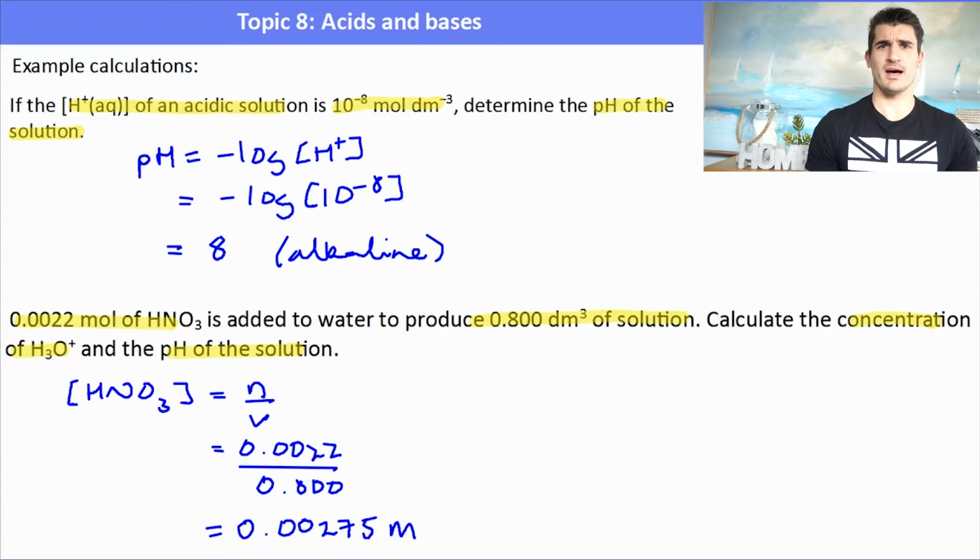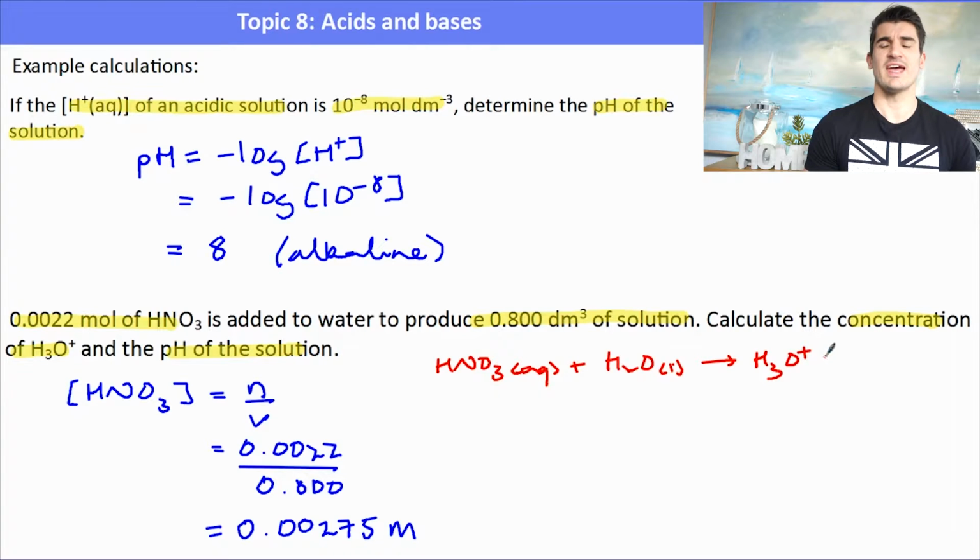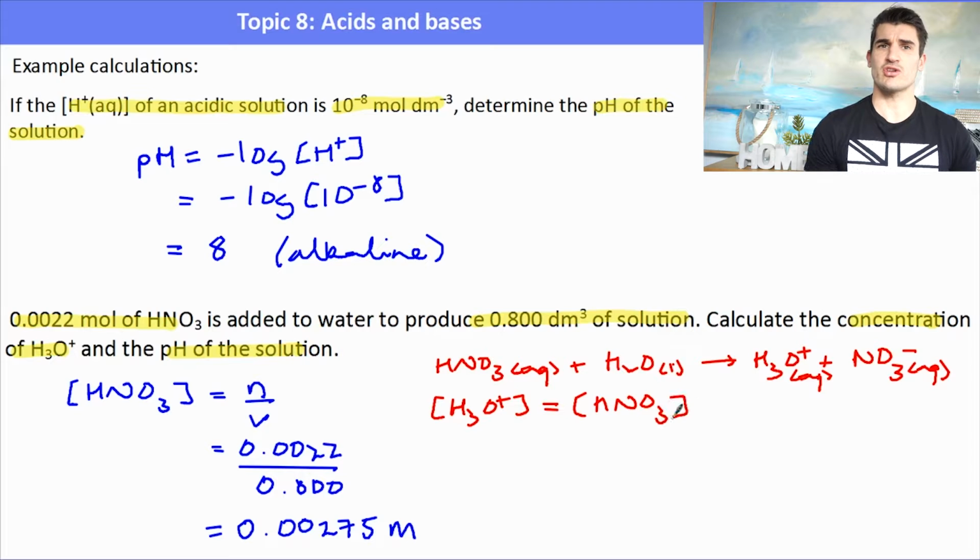Now comes the important part for when we have acids and bases. We need to write an equation to determine the H3O+ concentration. So HNO3 will react with water to form H3O+ and NO3-. That is, it will ionize. The HNO3 ionizes in water to form the hydronium ion. Now in this equation, the relationship between H3O+ and HNO3 is 1 to 1. So the concentration of H3O+ is the same as the concentration of the nitric acid.